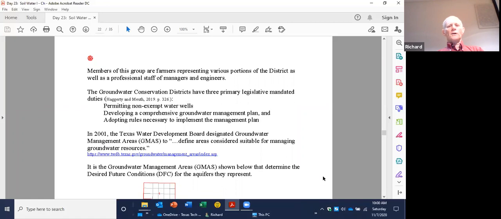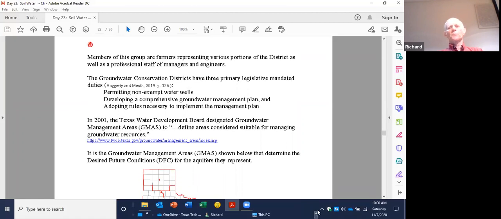The groundwater conservation districts have 3 primary legislative mandated duties, as your text says: permitting non-exempt wells, developing a comprehensive groundwater management plan, and adopting rules necessary to implement the management plan. First one, permitting non-exempt water wells.